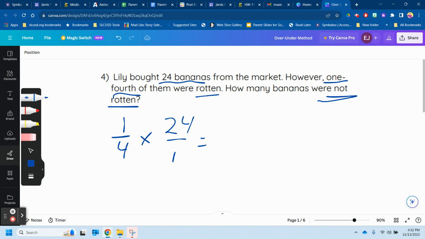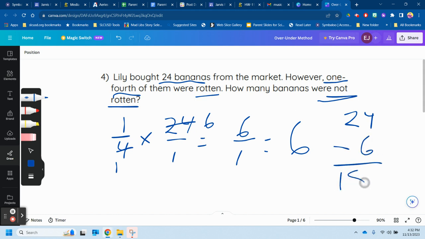Now, before I multiply, I can simplify using any numerator and any denominator. I can't simplify 1/4. I can't simplify 24 ones, but I can this 4. 24 is divisible by 4. 4 divided by 4 is 1. 24 divided by 4 is 6. 1 times 6 is 6. 1 times 1 is 1. And so 6 were rotten of the 24. So 24 total minus 6 is going to give me 18.